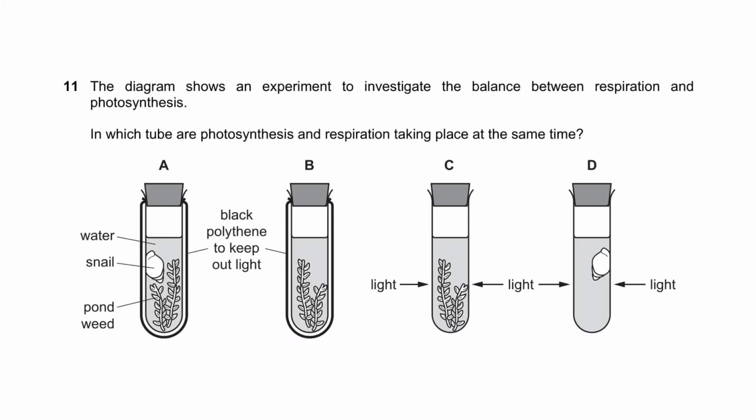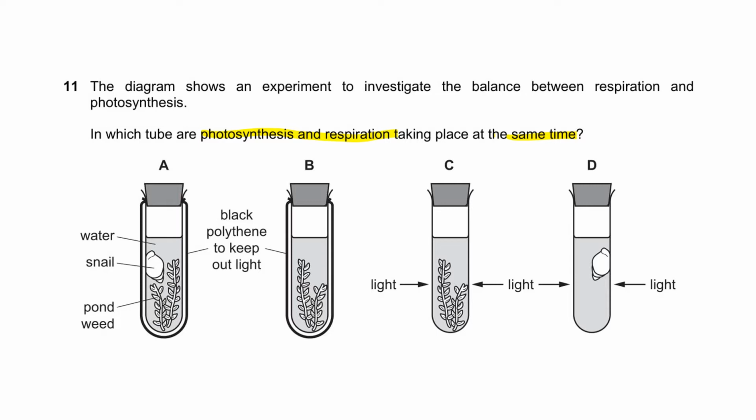Question number 11 says the diagram shows an experiment to investigate the balance between respiration and photosynthesis. In which tube are both photosynthesis and respiration taking place at the same time? So for this question, it's important to remember that while plants only photosynthesize when there's light available, they respire 24/7.